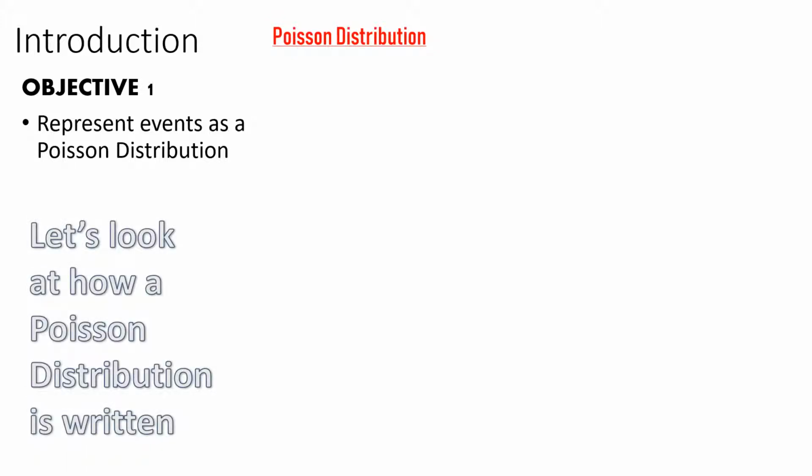So let's start with a bit of an introduction. We're going to start with representing events as a Poisson distribution. We'll look at how it is written. The Poisson distribution is another distribution to model events, much like we've seen a normal distribution, another continuous probability distribution, or a discrete distribution. This one is named after Denis Poisson.